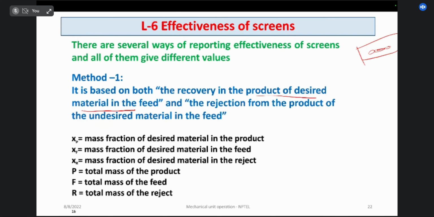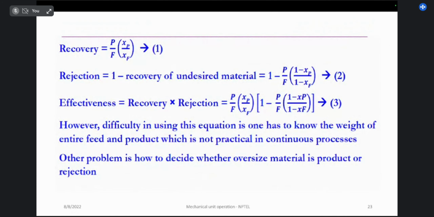In this we consider the mass fraction of desired material in the product, in the feed, and in the reject. Whatever the desired material, whether it is oversized or undersized, we need to consider the mass fraction in every different section. Then P, F and R, the total mass of product, feed and reject, we need to consider. And we use these equations for the recovery, that is, what material is recovered. So the product fraction divided by the feed fraction for the desired material gives our recovery.